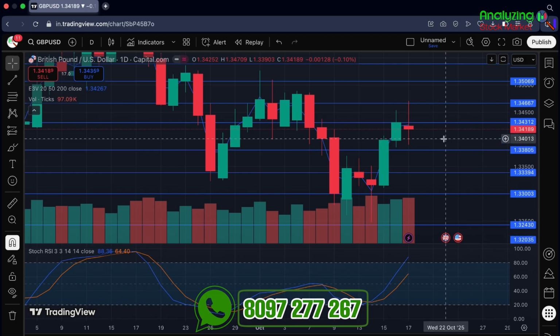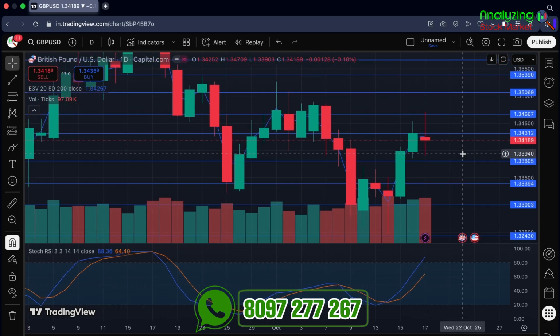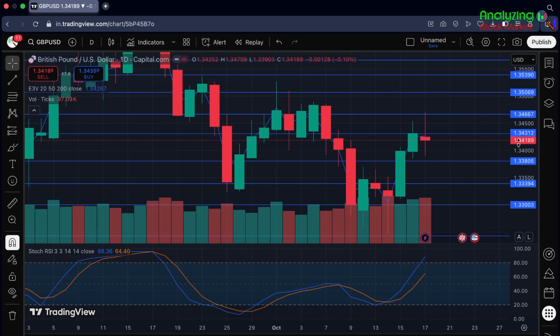Currently, the GBP USD closing is around 1.34189. Here the direct support is 1.33805 and direct resistance is 1.34312. After direct support, there is a support of 1.33394 and then 1.33003. After direct resistance, there is a resistance of 1.34667 and then 1.35069. So these are the two important support zones and resistance zones that will help you to take better stop loss and target levels according to your bias, and also some important data which will help you to take better trades.